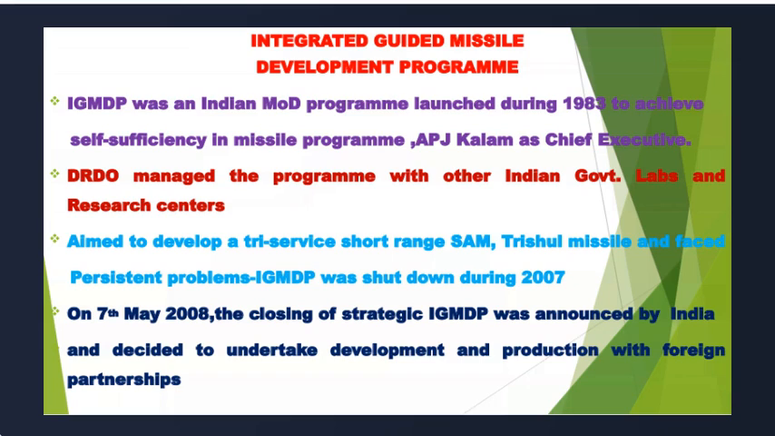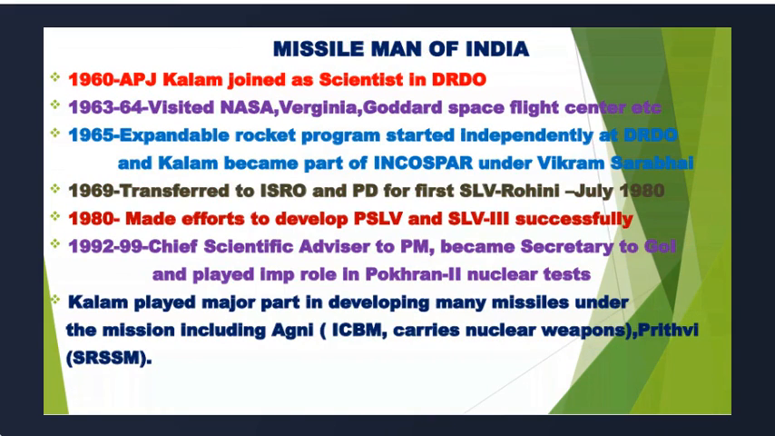On 7th May 2008, the closing of the strategic IGMDP was announced by the Government of India, and it was decided to undertake development and production with foreign partnerships. This is as far as missiles are concerned, right? So you must remember the integrated guided missile development program was shut down during 2007 and categorically announced during the year 2008. Okay, started 1983.